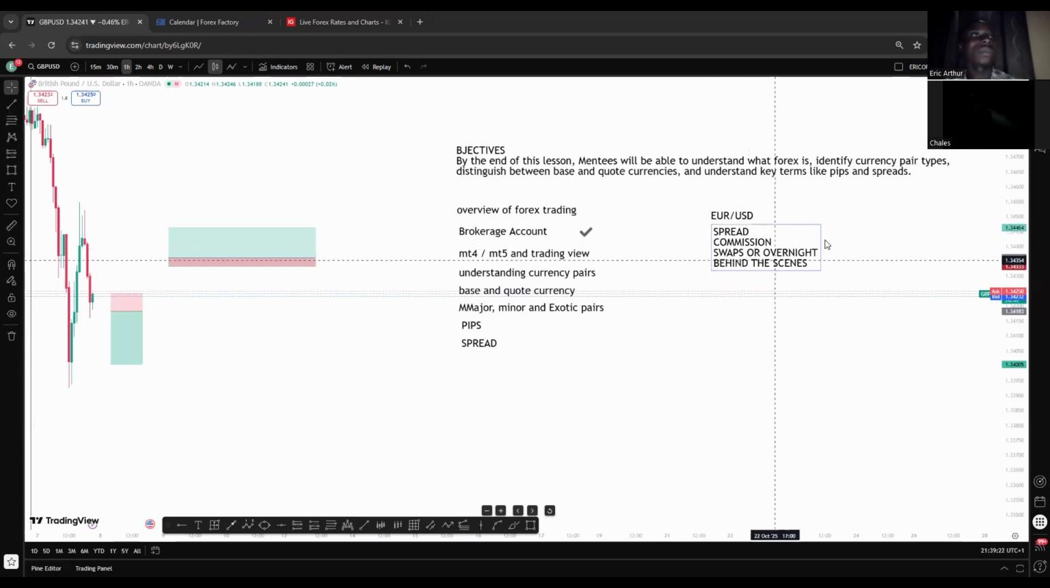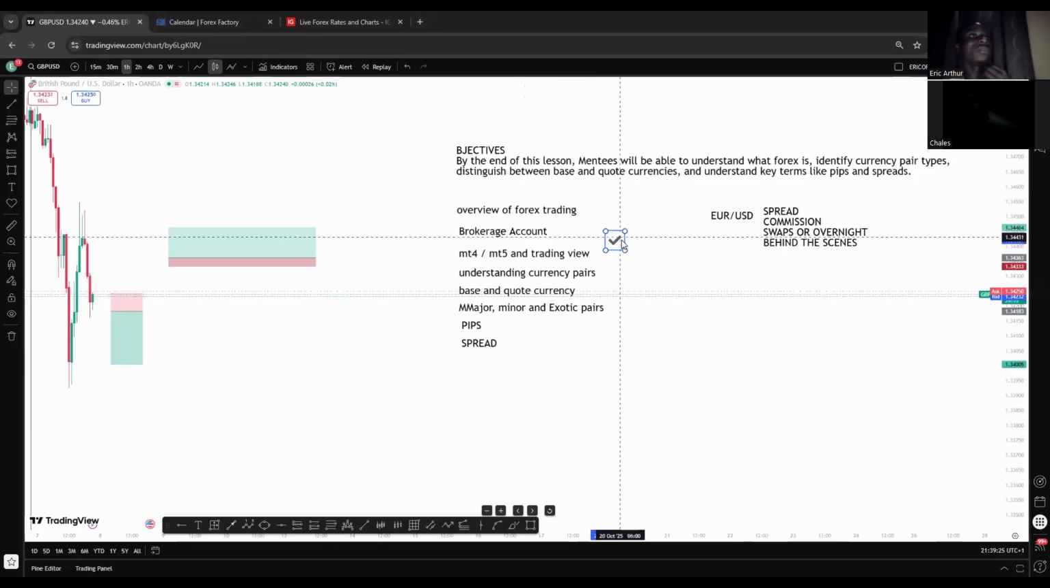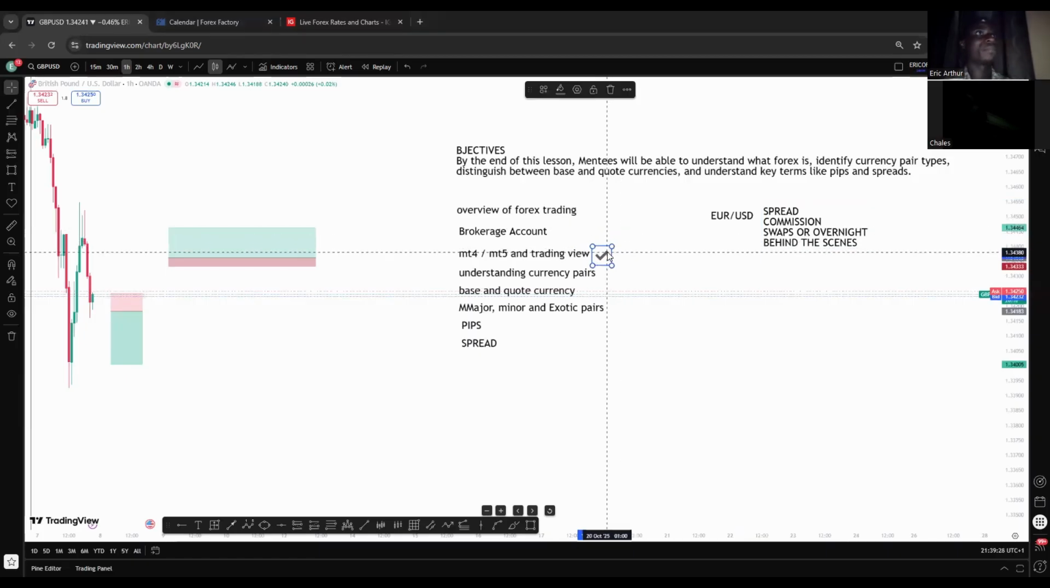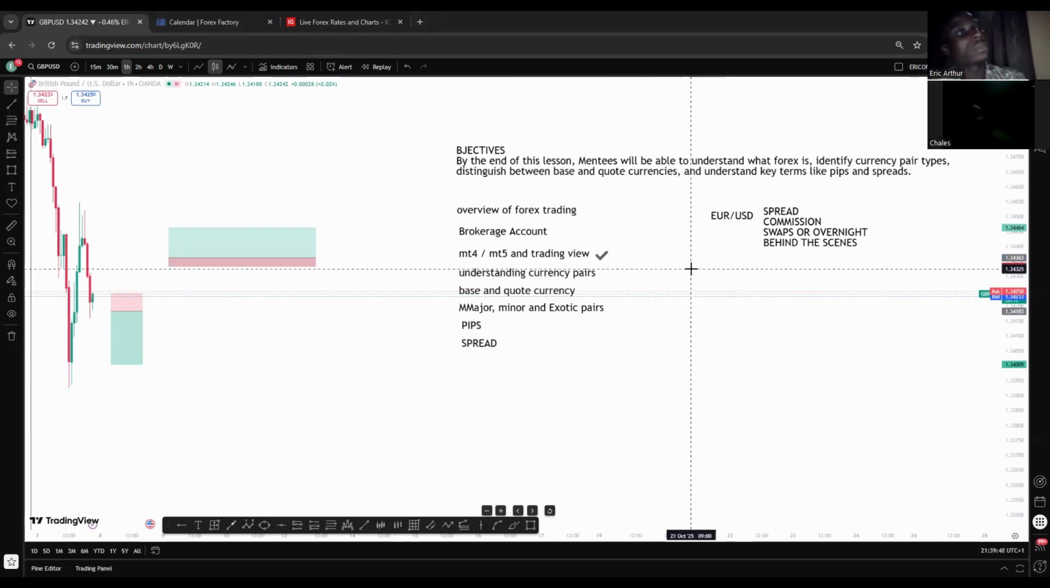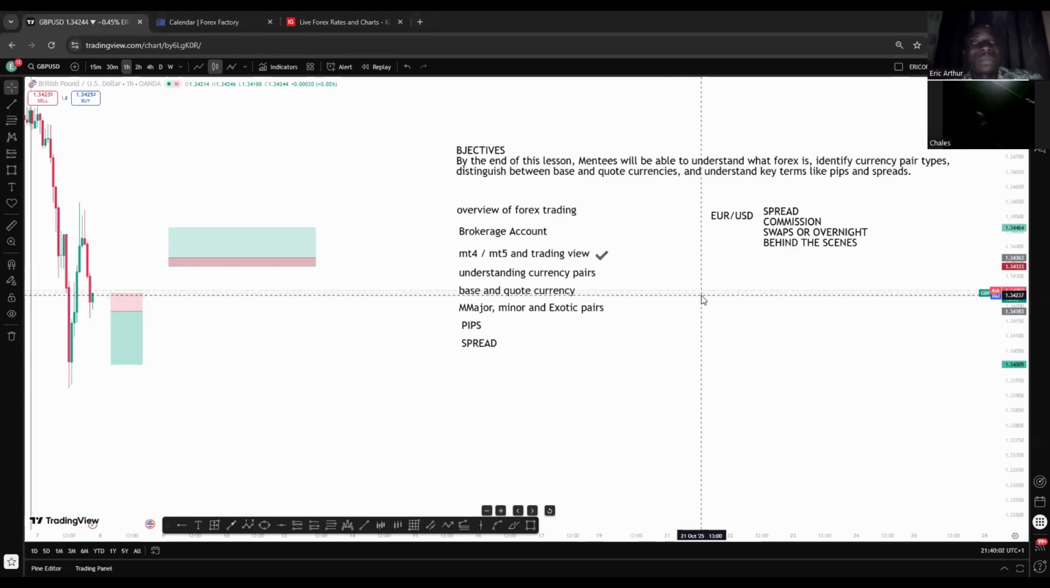Yeah, I've understood. So we are going back to MT4, MT5 and TradingView. Abi, you've used MT5 and TradingView, right? I have TradingView on my phone, but I don't have much knowledge about it. But with MT4 and MT5, the mobile phone version, I've gotten used to that, especially MT5.